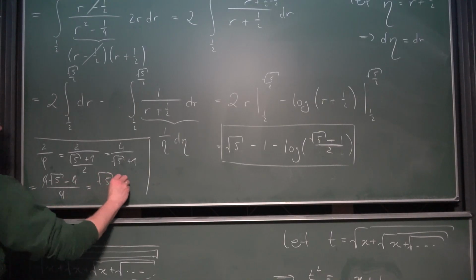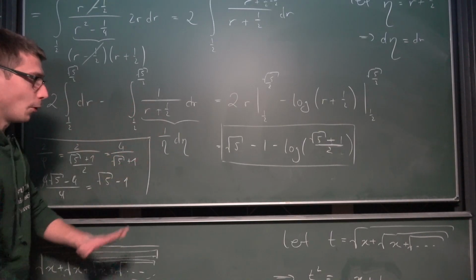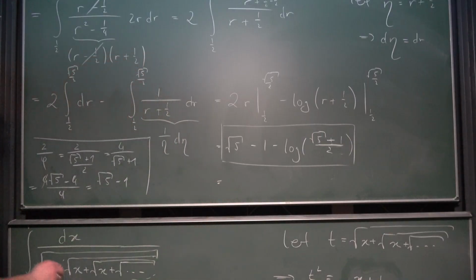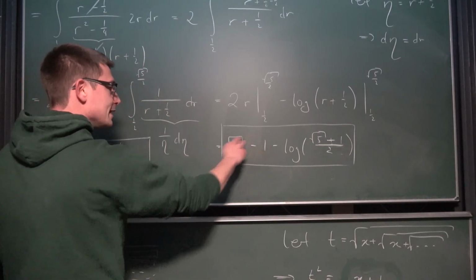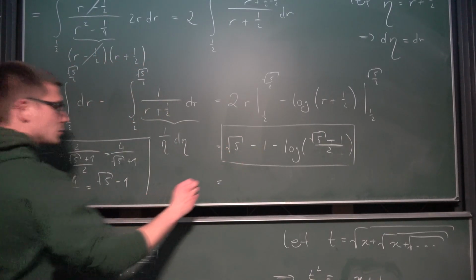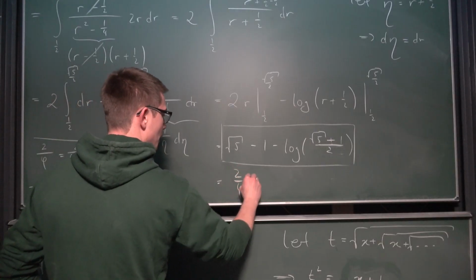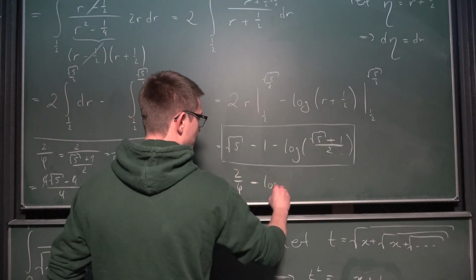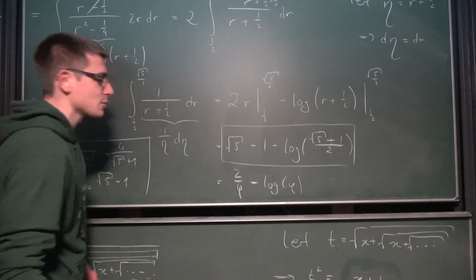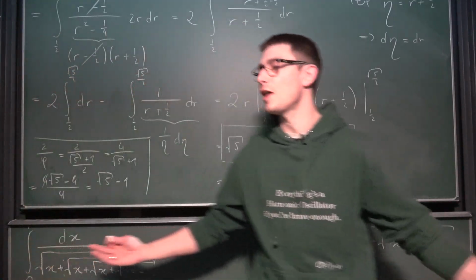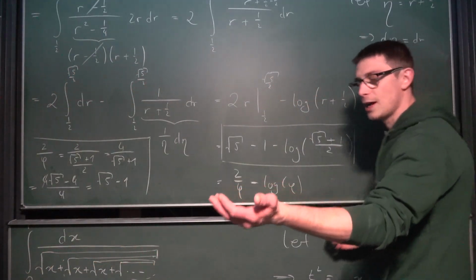And then minus 1. So overall, and this right here is the banger part, you could say, this expression that we get right here, square root of 5 minus 1, is the same as 2 over the golden ratio minus the logarithm of the golden ratio. And I think this result is extremely golden, like fireworks, a golden result to end the year.